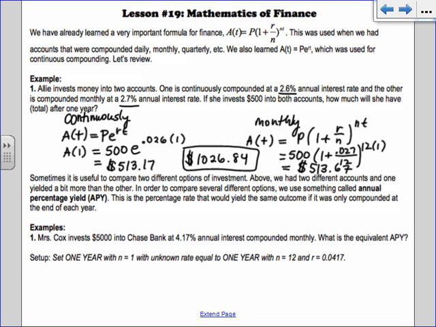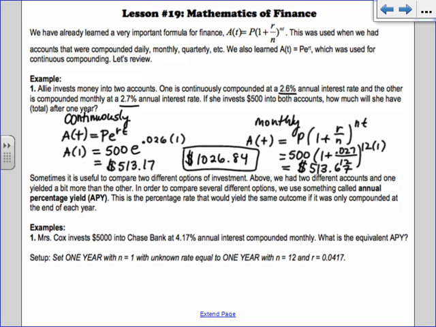So it says sometimes it's useful to compare two different options of investment. Above, we have two different accounts, and one yielded a little bit more than the other, but not much. So in order to compare several different options, we use something called annual percentage yield. This is the percentage rate that would yield the same outcome if it was only compounded at the end of each year. So we're saying, okay, forget that it's compounded monthly, or forget that it's compounded continuously. Let's just find how much I gained, what percent I gained at the end of the year. Okay, that's all it's saying.